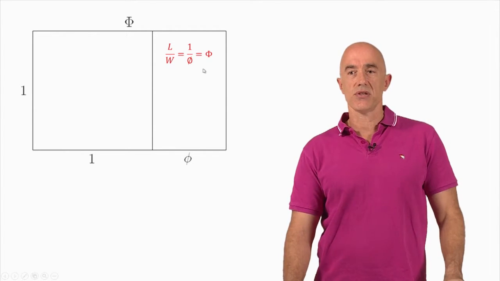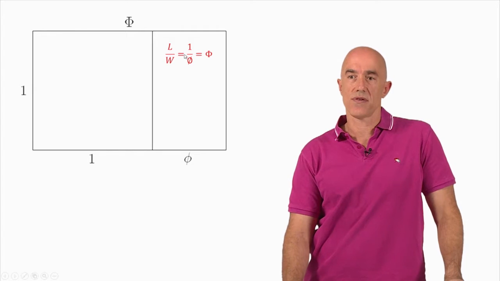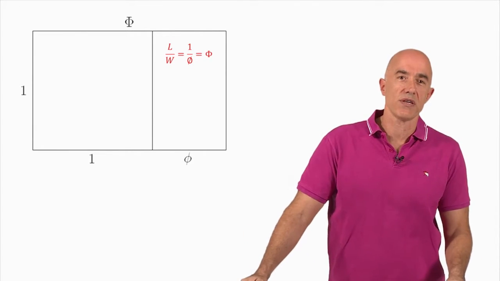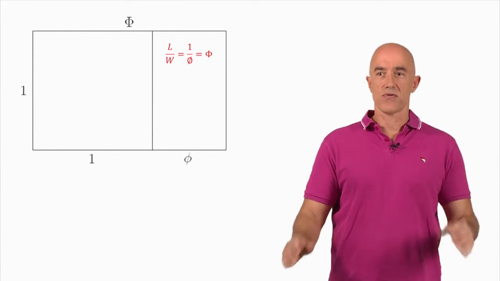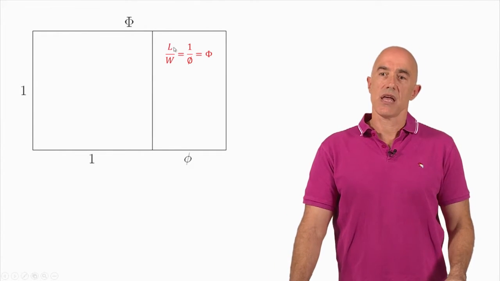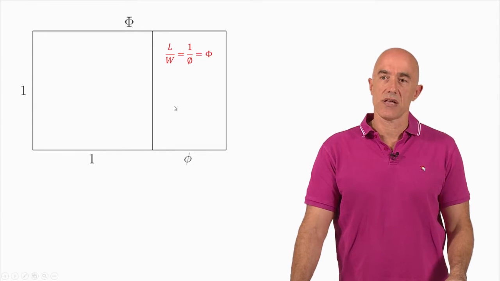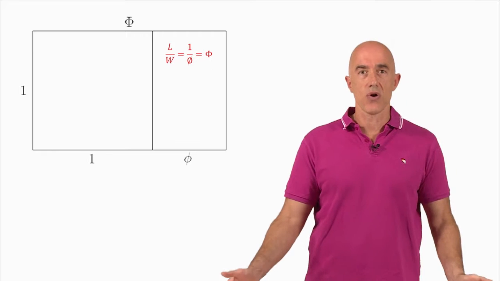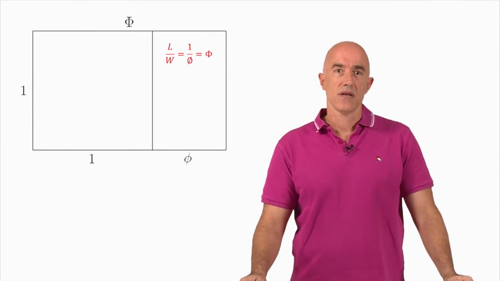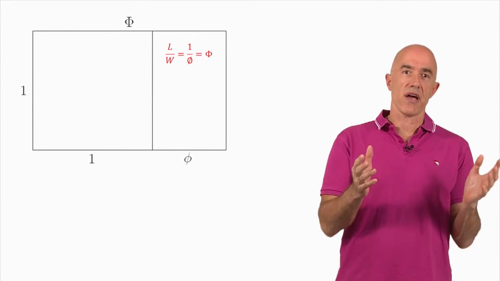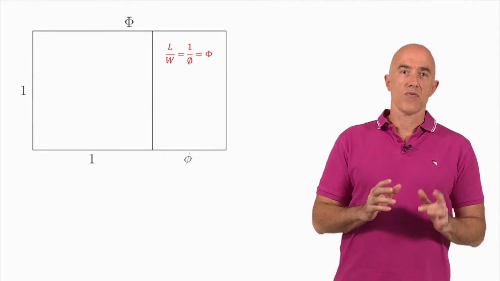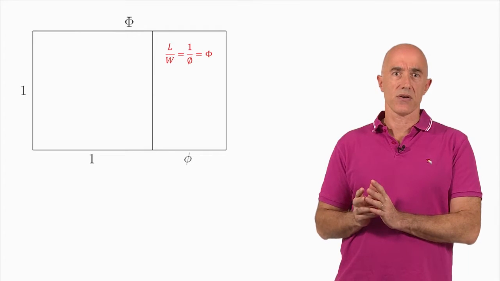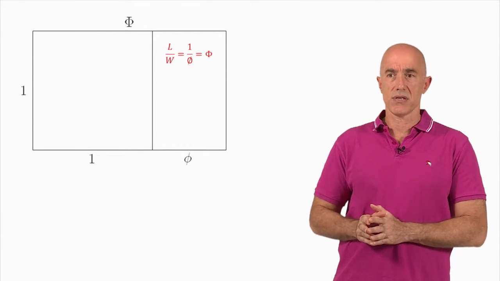But remember the relationship. The length over the width is 1 over little phi. But the reciprocal of the golden ratio conjugate is the golden ratio. So the length over width for this rectangle on the side here is still the golden ratio. That means this is a golden rectangle. So by cutting out a square from a golden rectangle, we end up with another rectangle which is also a golden rectangle, but reduced in dimensions.